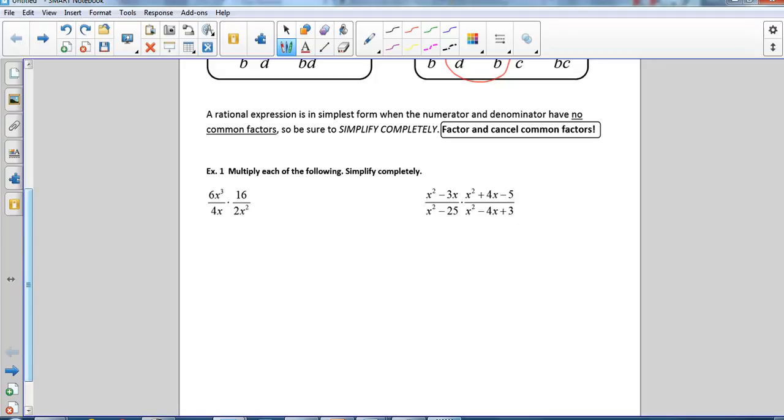A rational expression is in the simplest form where the numerator and denominator have no common factors. So be sure to simplify completely. We want to factor and cancel first. So that idea that I was suggesting, you pretty much have to do it here.